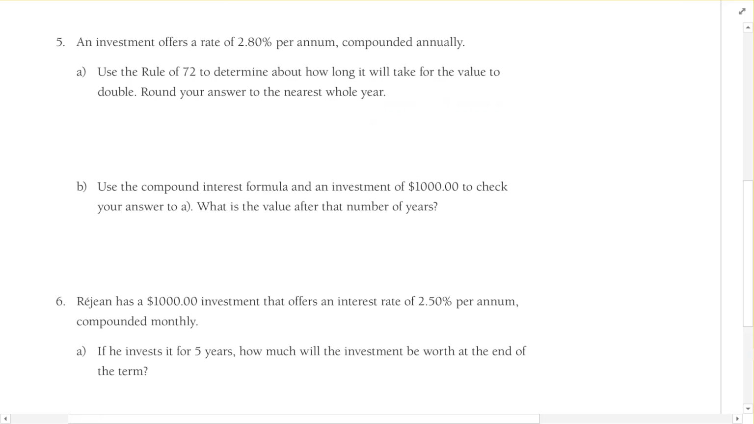Number 5. An investment offers a rate of 2.8% per annum, compounded annually. What does that mean? Use the rule of 72 to determine about how long it will take for the value to double. Round your answer to the nearest whole number. So if you need to go back to the rule of 72 to figure that one out, go back. Should be pretty straightforward. So go ahead and answer number 5A now.